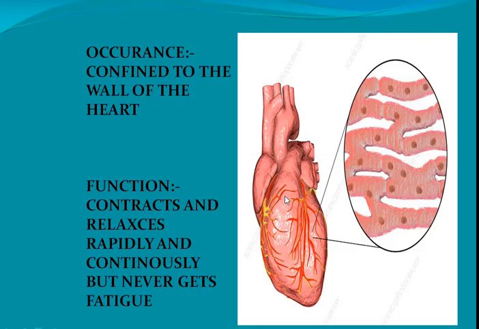Now let us see, they are found in the heart. They are the muscles of the heart. Obviously, the heart is for rhythmic contraction and expansion for the pumping of the blood. So it contracts and relaxes rapidly and continuously. It never gets fatigue. Fatigue means tired. So the muscles of the heart never get fatigue. Thus, these are the special type of involuntary muscles of the heart known as the cardiac muscles.